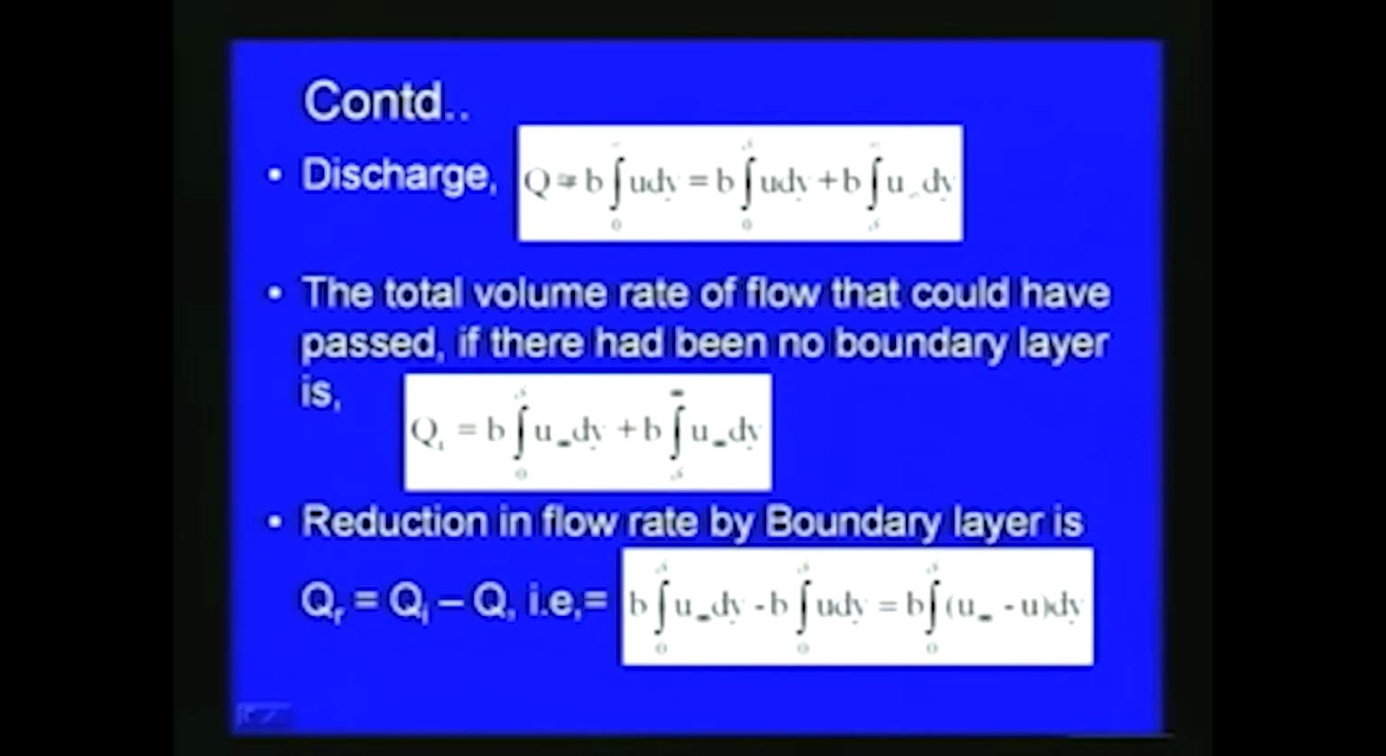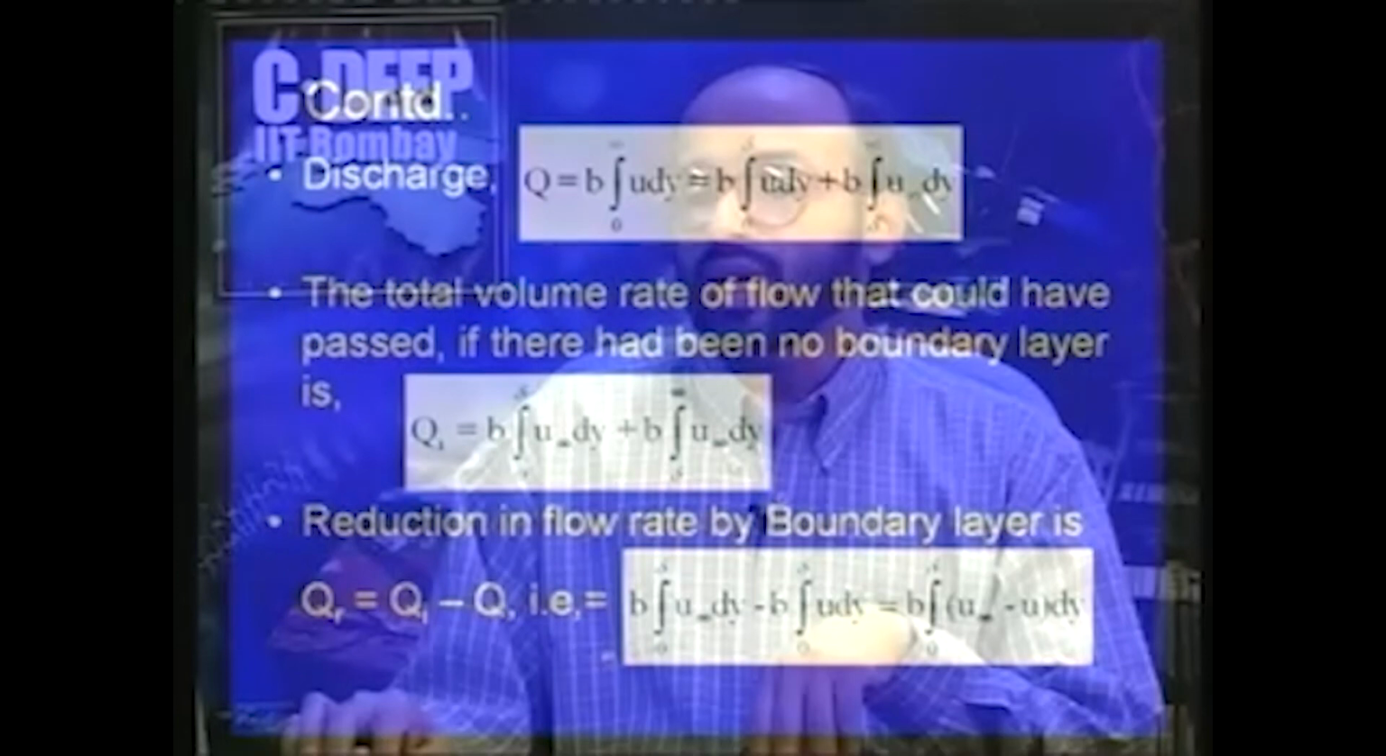So this one is with the boundary layer and the one is without the boundary layer. With this we can see that the reduction in flow rate by formation of the boundary layer is qr = qi - q. So we can write this as b ∫ from 0 to δ of u∞ dy minus b ∫ from 0 to δ of u dy, which is equal to b ∫ from 0 to δ of (u∞ - u) dy. So this is the reduction in flow rate by the boundary layer formation.